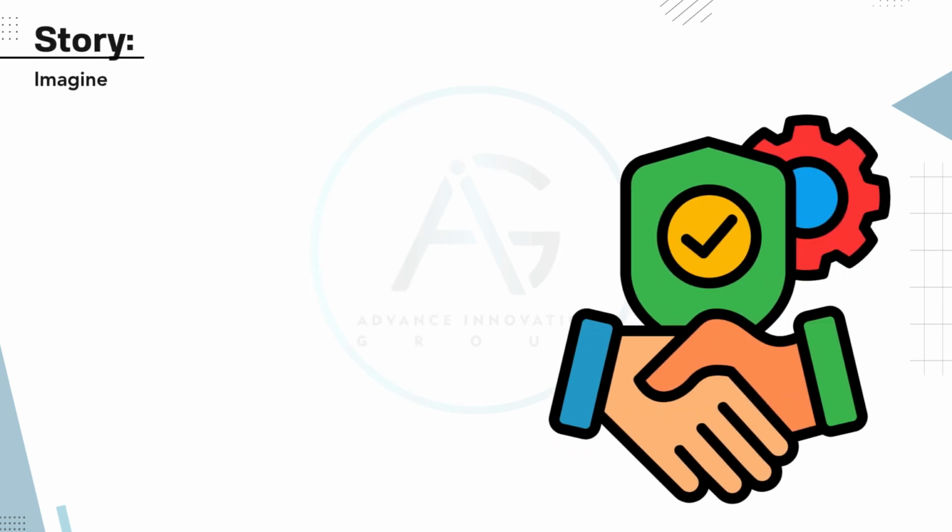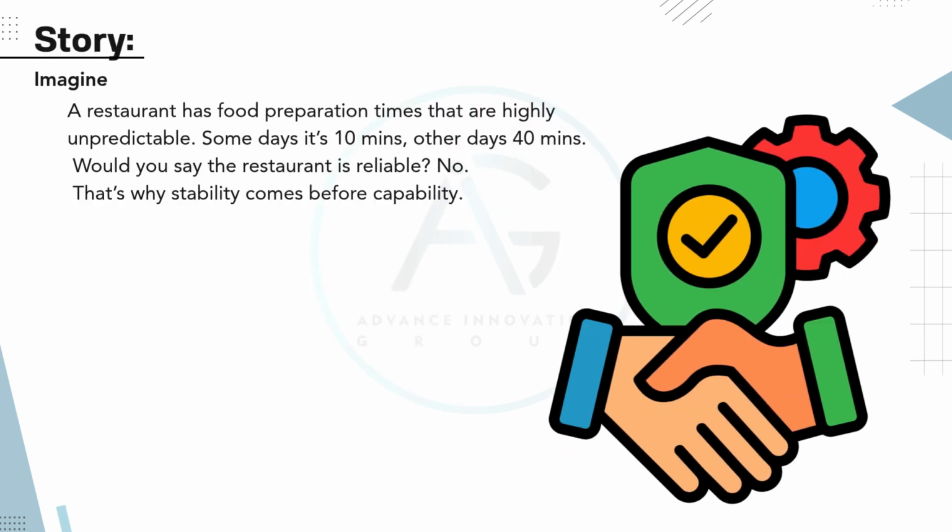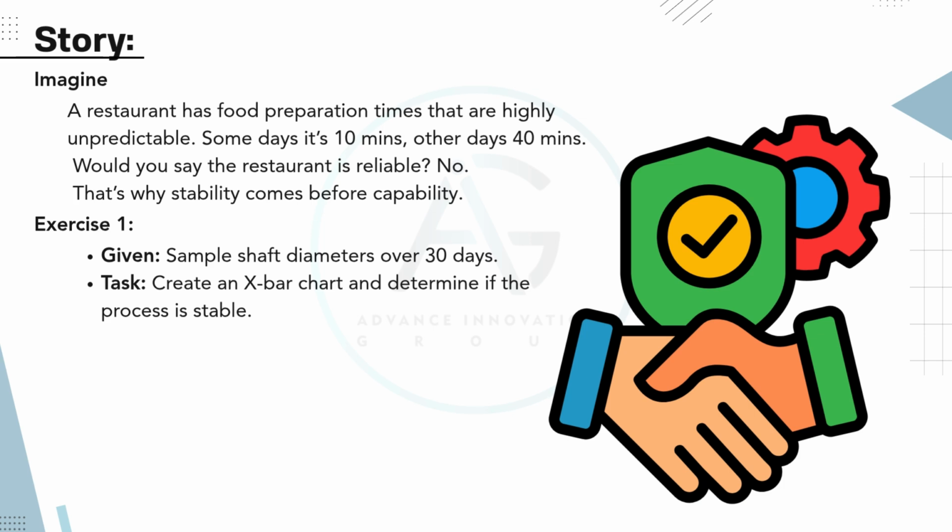Story. Imagine a restaurant has food preparation times that are highly unpredictable. Some days it's 10 minutes, other days 40 minutes. Would you say the restaurant is reliable? No. That's why stability comes before capability. Exercise 1. Given: sample shaft diameters over 30 days. Task: create an X-bar chart and determine if the process is stable.